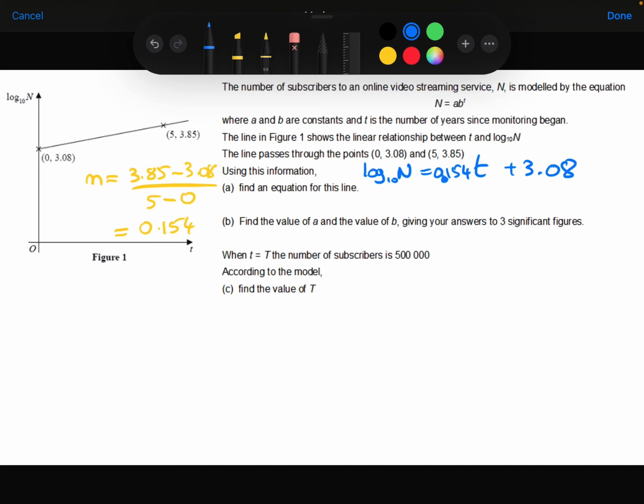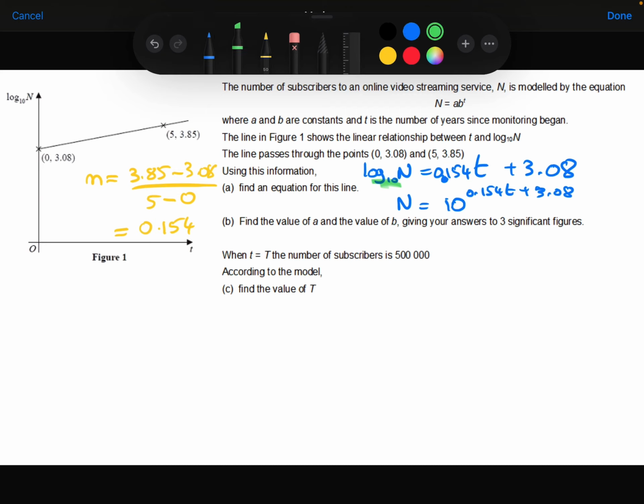Part B then says to find the value of a and the value of b. Remember, a and b are in this equation here. So if I want to turn the equation I have here and write it in this form, I want to remove the logarithm. I want to remove the log base 10. To do that, I'm going to do 10 to the power. So I'm going to say that n equals 10 to the power of the 0.154t plus 3.08.